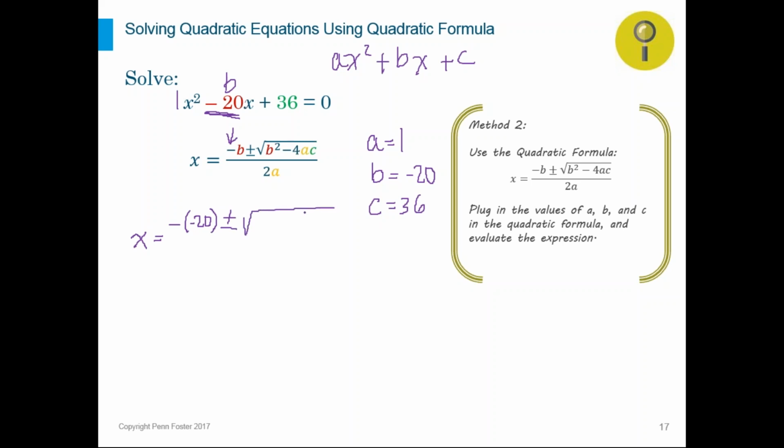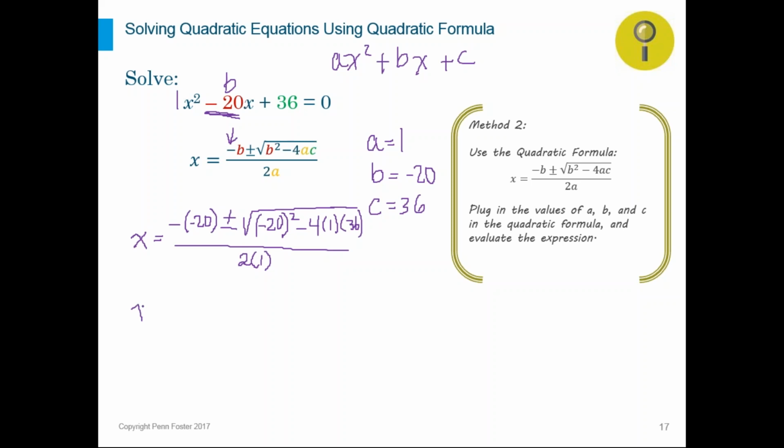The square root of b squared. B is negative 20, so you have to square the negative 20. Minus 4 times a is 1, times c is 36. I'm not done yet. Over 2 times a is 1, so 2 times 1. Okay, I just plugged in the values for a, b, and c in the formula. Next, I need to simplify, so I'm able to get 2 values of x, or 1 value of x, or maybe none.